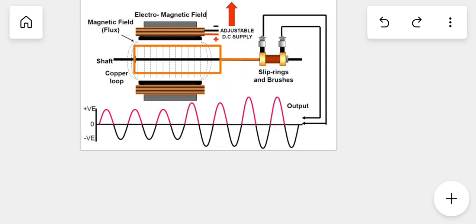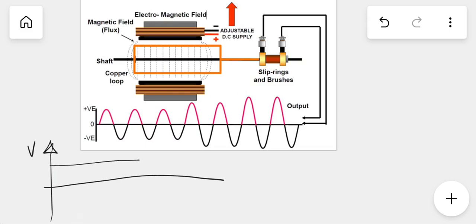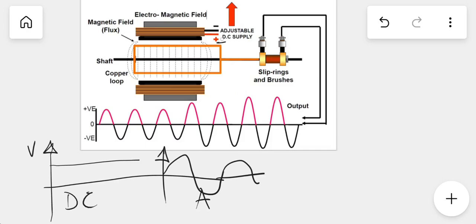Why we have to excite our generator with DC. Basically, a DC waveform voltage is a straight line, and as for the AC waveform, it is a sinusoidal wave. This is DC, and this is our AC. At this point where we have the positive and negative connected, it's where we apply the DC current to excite the stator.